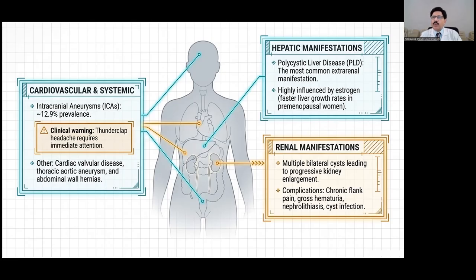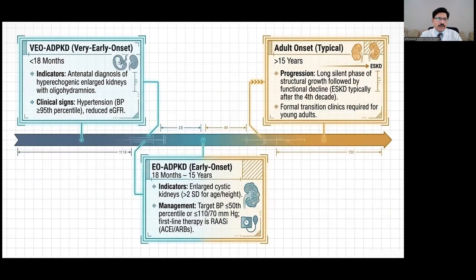So what you have to do, you have to protect from the estrogen. Renal manifestations: multiple bilateral cysts leading to progressive kidney enlargement. Complications: chronic flank pain, gross hematuria, nephrolithiasis, cyst infection. What are the presentations? Chronic flank pain may be there, gross hematuria, nephrolithiasis, and infection of the renal system.